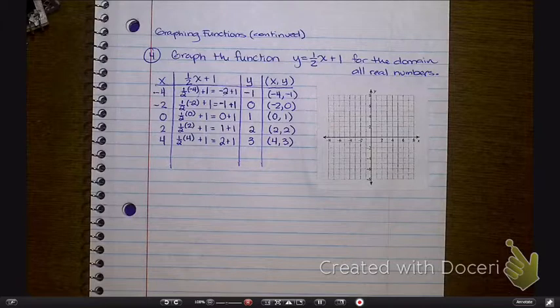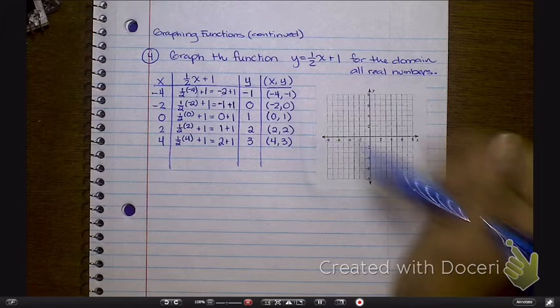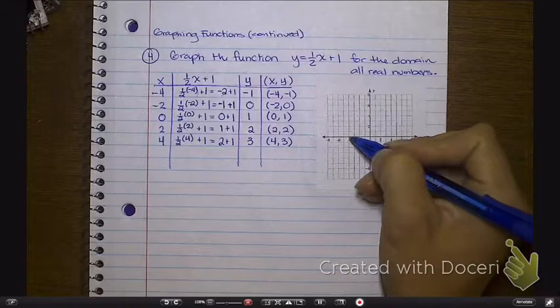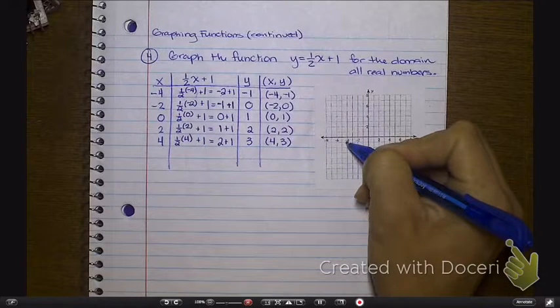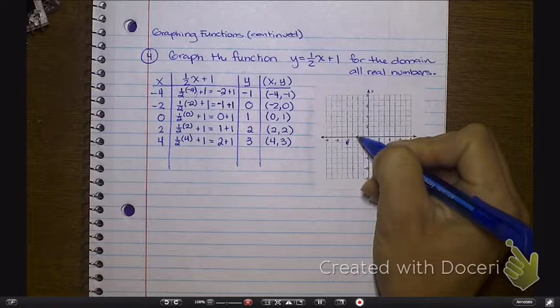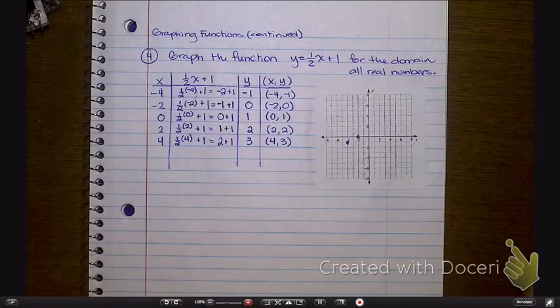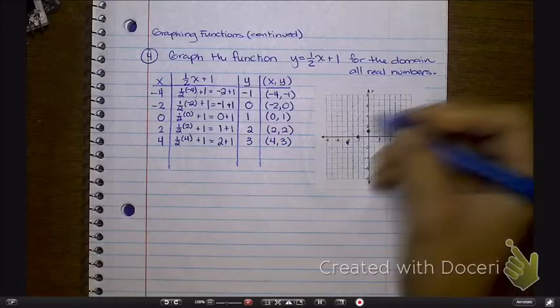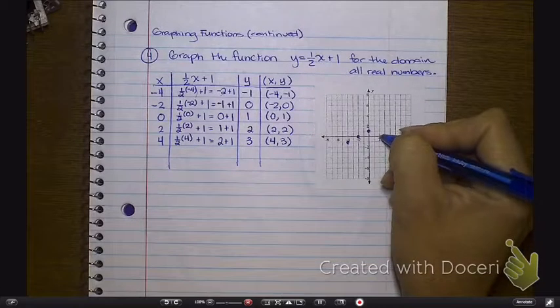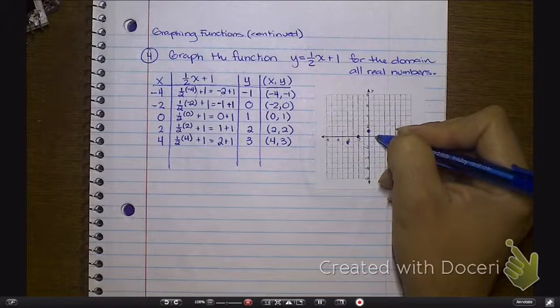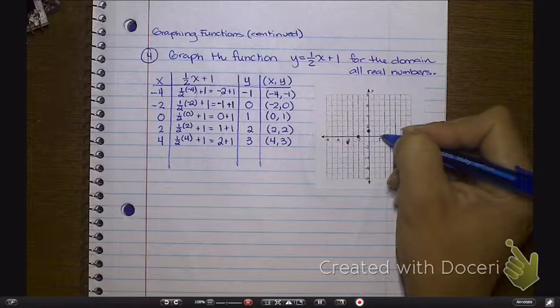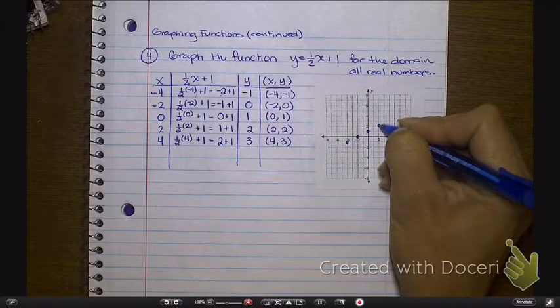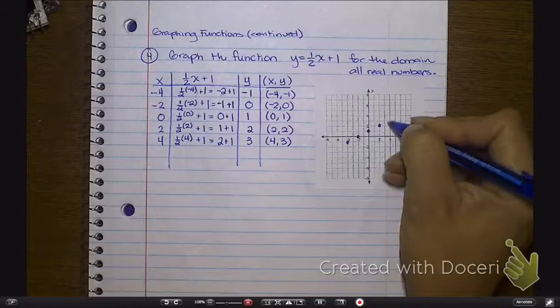Okay, so let's check if you guys got your graph right. You should have had -4, -1 for your first point, then -2, 0, which was right here on the line, 0, 1, which was up here, then 2, 2, right here, and then 4, 3.